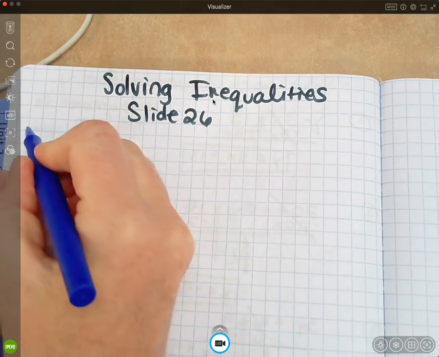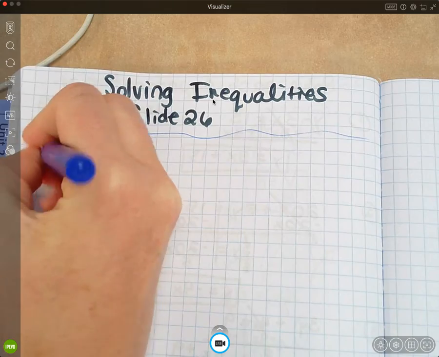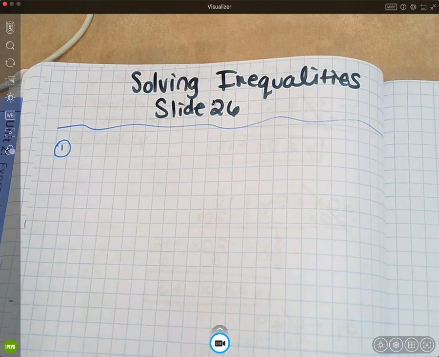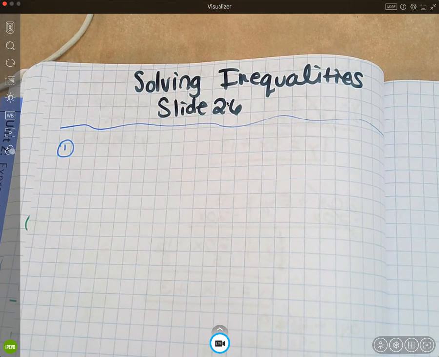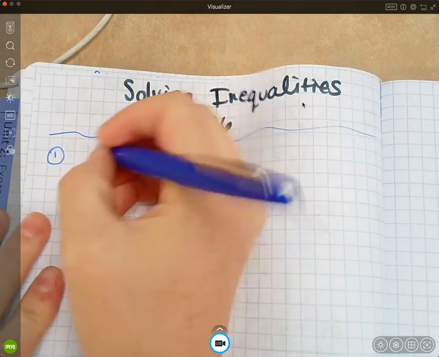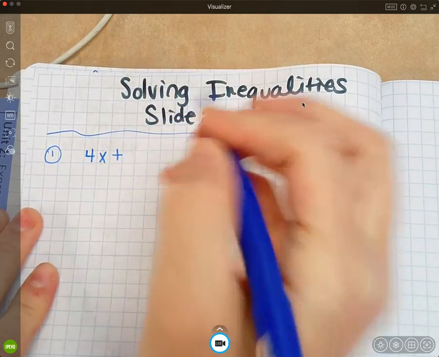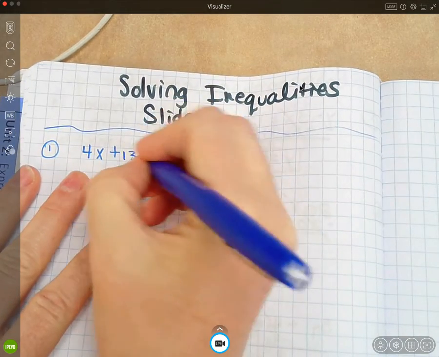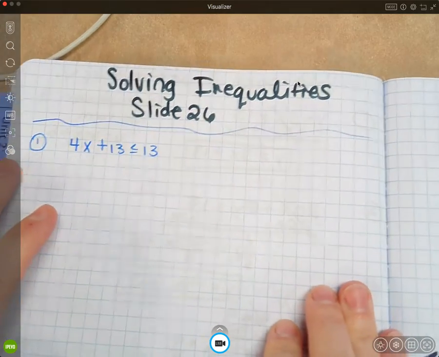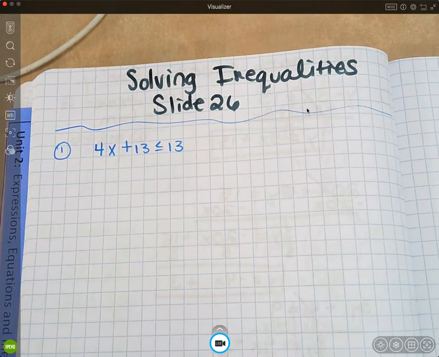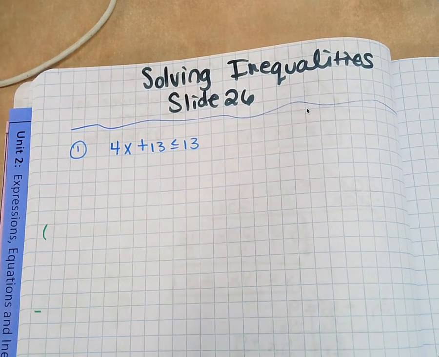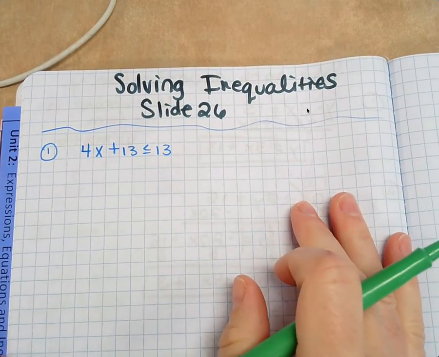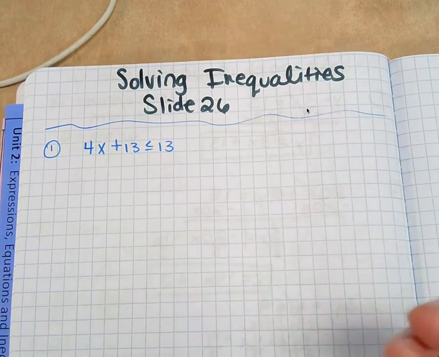And we just have those 3 examples. Let's look at the first one. Was it 4x? I don't remember. 4x plus 13 is less than or equal to 13. So we're going to solve it out. We're going to do the inequality, the interval notation, and then graphing it.